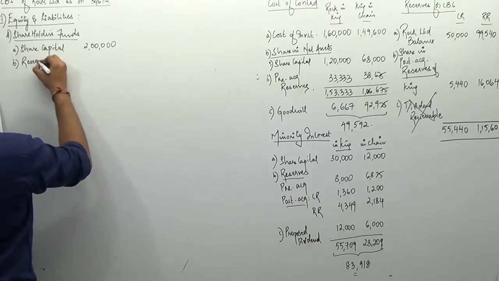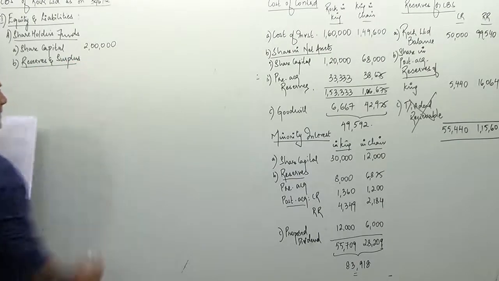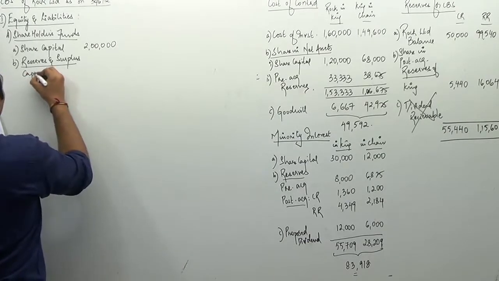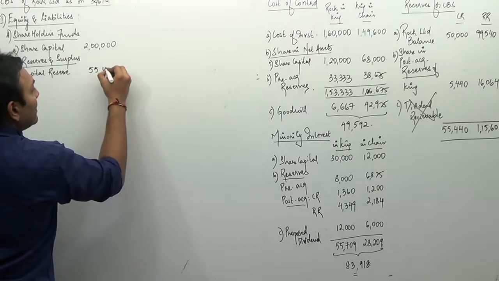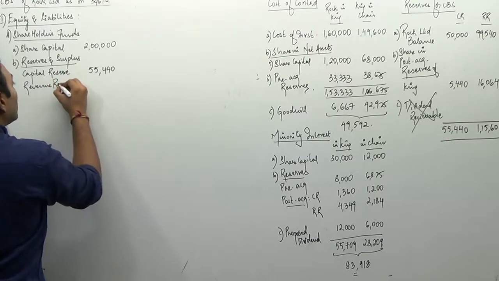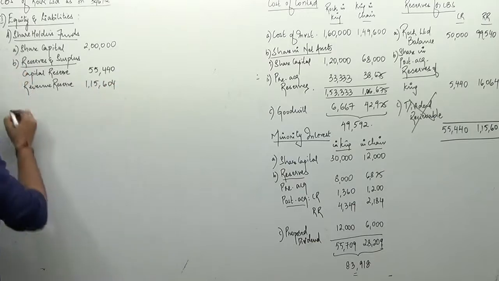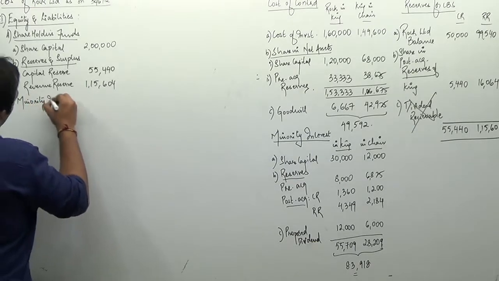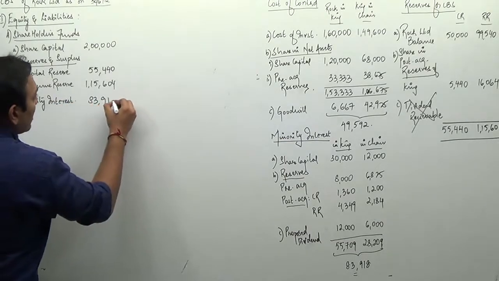My reserves and surplus. Your cost of control did not give you a capital reserve, but there is a capital reserve in the balance sheet which was taken from reserves for CBS. My capital reserve is 55,440 from your reserves for CBS, and your revenue reserve stands at 1,15,604. Minority interest total is 83,918.